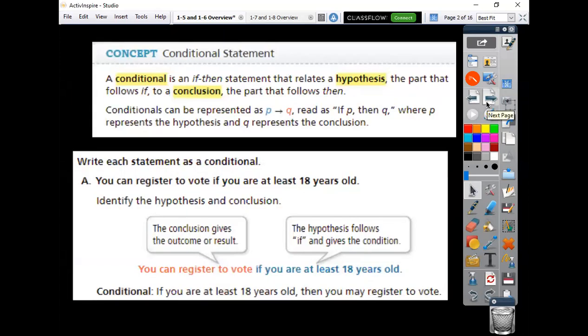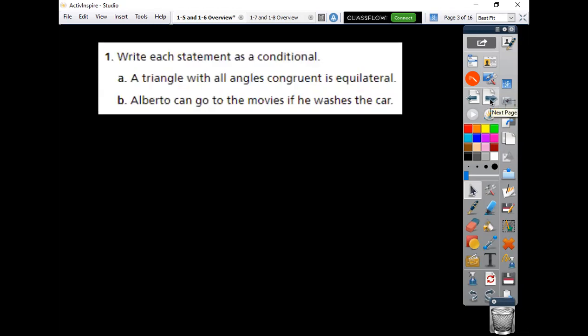The first thing is if you have a conditional, that's an if-then statement. The if part being the hypothesis and the then part being the conclusion. If you have an example here, a triangle with all angles congruent is equilateral. So that would be if you have a triangle, all angles congruent, then the arrow notation. You can write the words if and then if you want. I like the arrow notation.